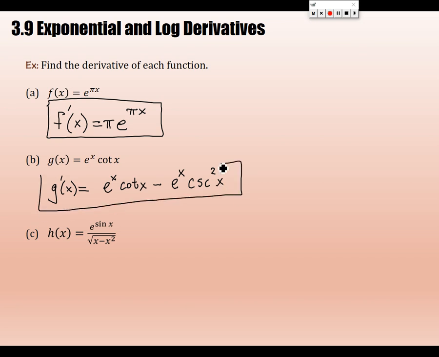So is it clear that that's the derivative? Yes. Okay. This looks like fun. Looks like we've got a little chain rule happening, and we've got some quotient rules.